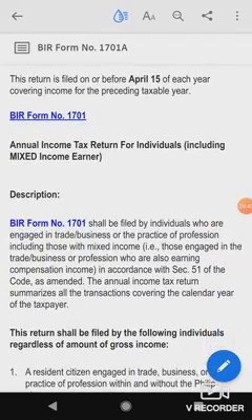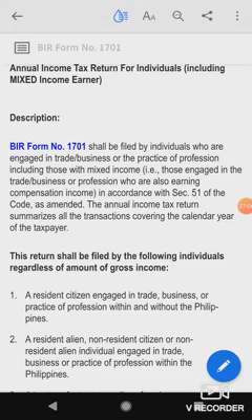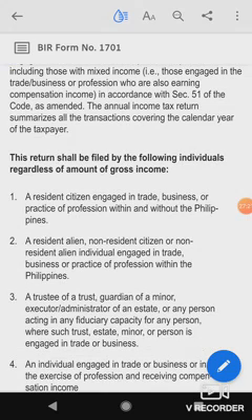So we have BIR Form 1701, which means annual income tax return for individuals including mixed income earners. The 1701 description: this form shall be filed by individuals who are engaged in trade, business, or the practice of profession, including those with mixed income, those engaged in trade, business, or profession who are also earning compensation income, in accordance with Section 51 of the Code as amended. The annual income tax return summarizes all the transactions covering the calendar year of the taxpayer. This return shall be filed by the following individuals regardless of the amount of gross income.